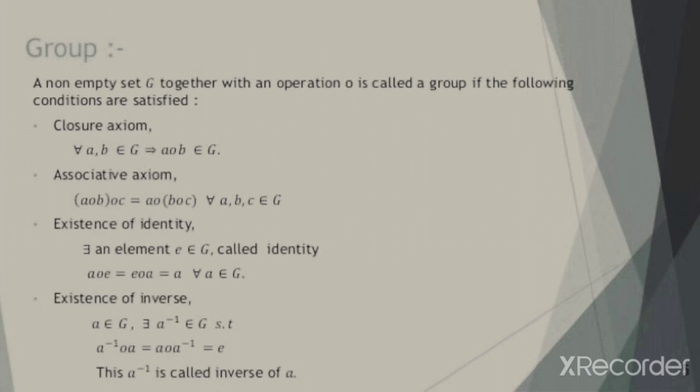Existence of identity. If e is an element belonging to G, we call it an identity if a star e is equal to e star a, which is equal to a, for every a belonging to G. Existence of inverse. If a belongs to G, then a inverse will also belong to G, so that a inverse star a is equal to a star a inverse, which is equal to e. This a inverse is called the inverse of a.